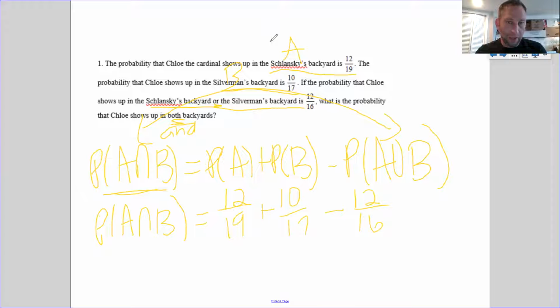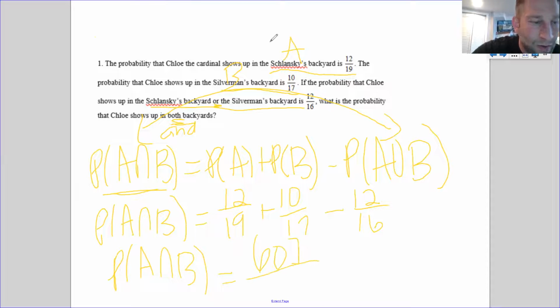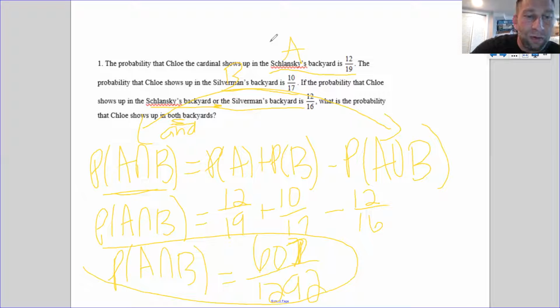That's the only problem. 12/19 plus 10/17 minus 12/16. I got P of A and B equals 607/1292. In general, you always want to leave it in fraction form unless it specifies otherwise.